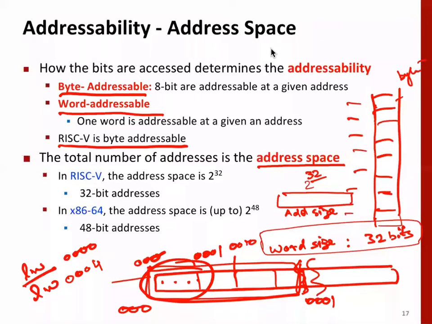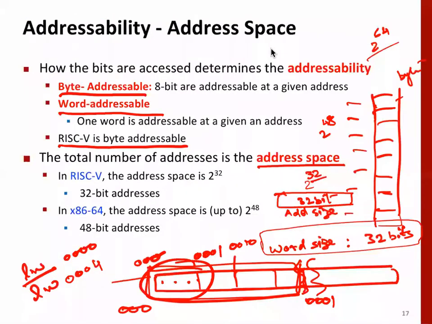The address size that we define is 32 bits in RISC-V. However, in Intel it is 48 bits, so in that case we can read up to 2 raised to the power 48. Also, there are some machines where we can read up to 2 raised to the power 64.